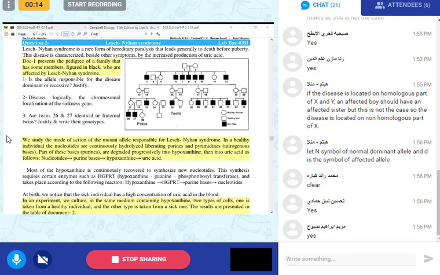Okay, number 3. Twins 26 and 27 are identical or fraternal twins. Justify and write their genotypes. Fraternal. Why?